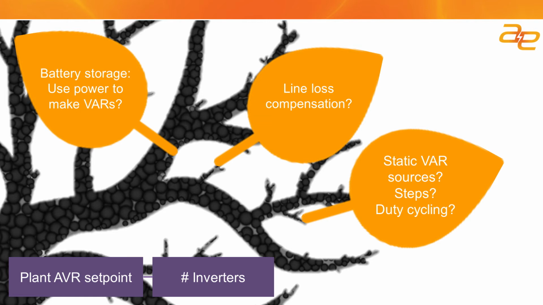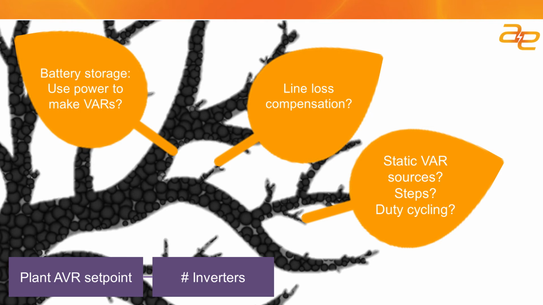And we had to pay attention to duty cycling. So when you needed some VARs, your first instinct is, we'll bring in a 12 MVAR cap bank, and then when we don't need it anymore, we'll shut that one off. Well, you don't want to use the same cap bank over and over again. You want to spread the duty cycle around so that you're engaging all of the cap banks in a relatively balanced fashion.